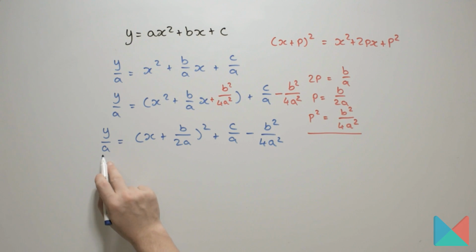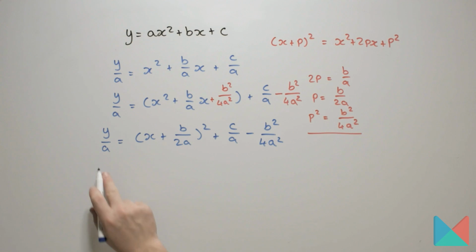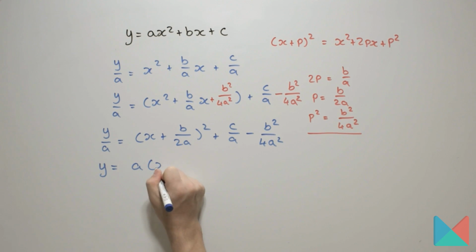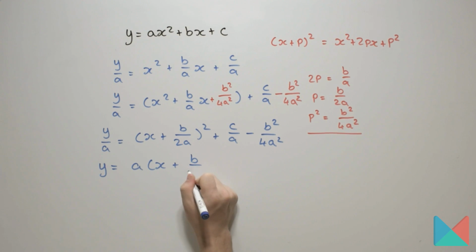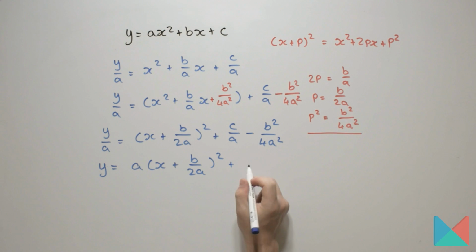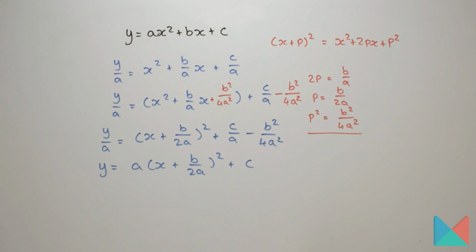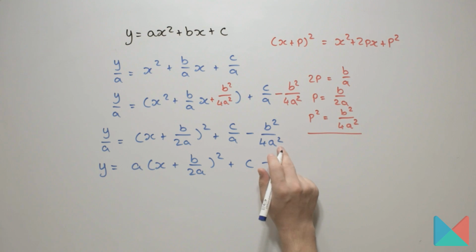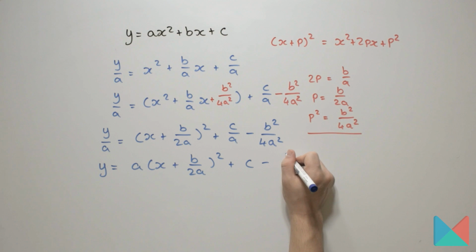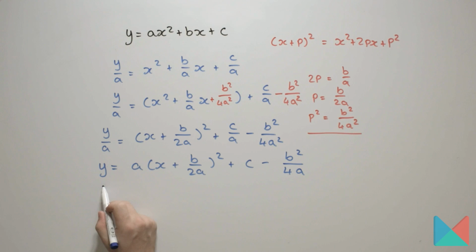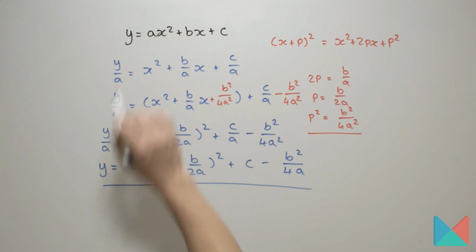And now we want to isolate the y on the left-hand side of the equation, so we need to times the a over to the other side. So we get y equals a times x plus b over 2a squared, plus c over a multiplied by a, which we're left with c, take b squared over 4a squared multiplied by a, one of the a's cancel out, and we're left with b squared over 4a. And so this is our turning point form when we're given the general form.